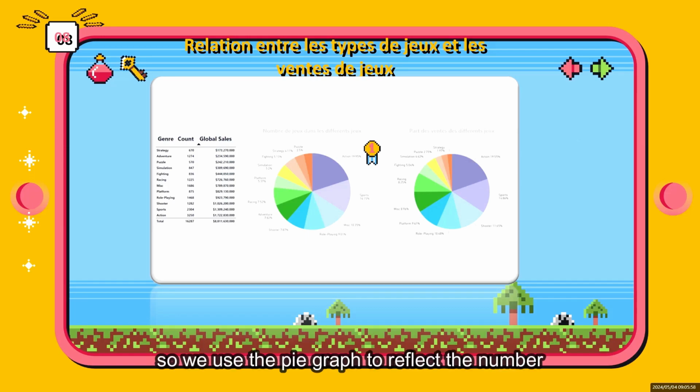So we use the pie graph to reflect the number and the sales of different types of games. Action games and sports games have the highest number of games as well as the highest sales. However, for shooting games and role-playing games, although the number of games is not very high, the sales are third and fourth place, which proves those two kinds of games are well made.